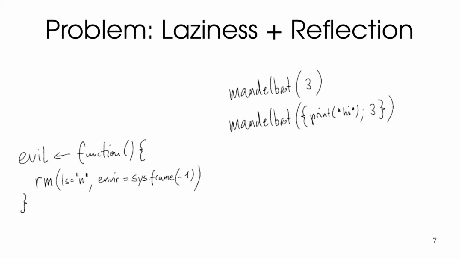Now we can go further. I have here a downright evil function. This function reflectively walks the call stack, grabs the environment, the call frame, which is one above, and removes the binding n from it. If I pass an expression that calls this evil function to the Mandelbrot function, this means the local variable n is going to be removed from it while the function is being executed.